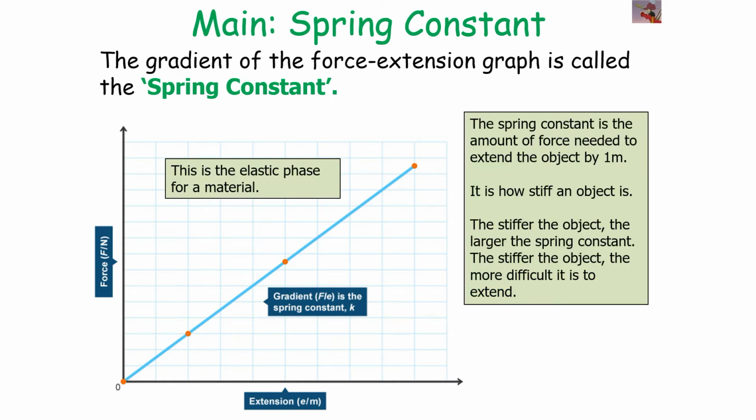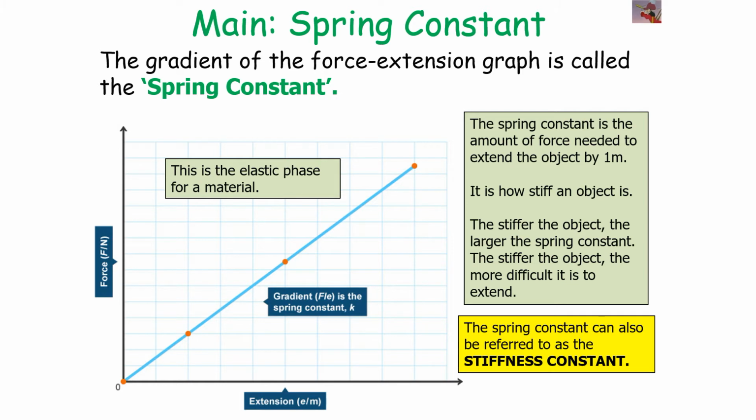Now just to clarify, what do we mean by spring constant? Spring constant is the amount of force needed to extend an object by 1 meter. It is how stiff an object is. Now the stiffer the object, the larger the spring constant. The stiffer the object, the more difficult it is to extend. So the spring constant can also be referred to as the stiffness constant.